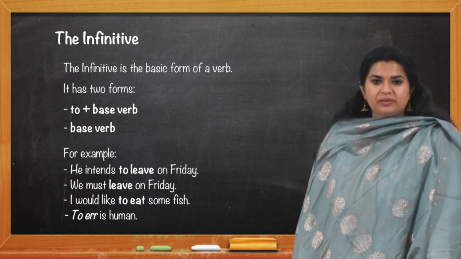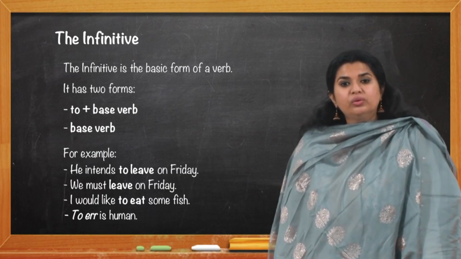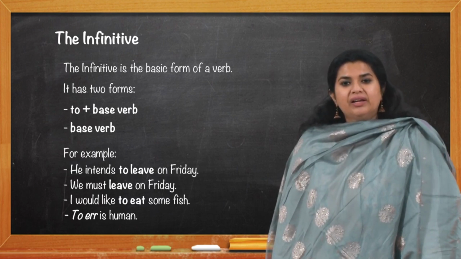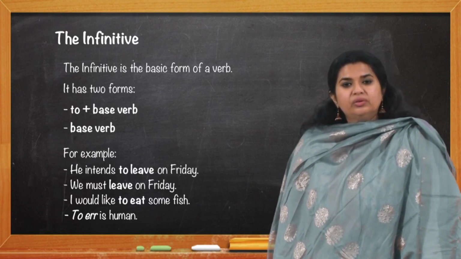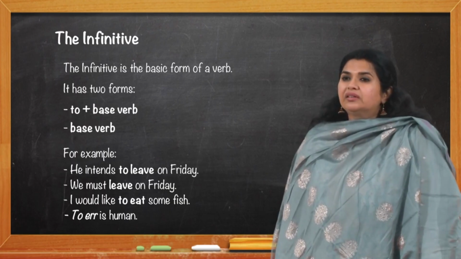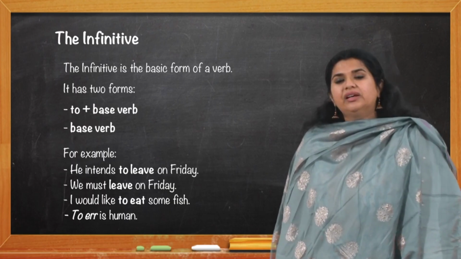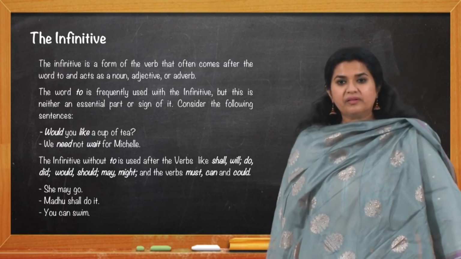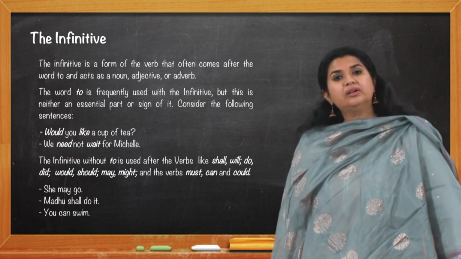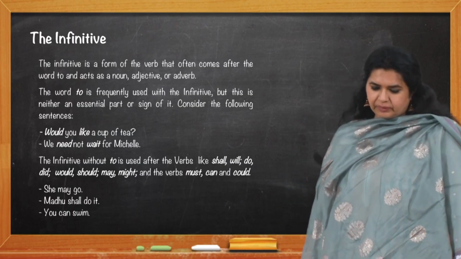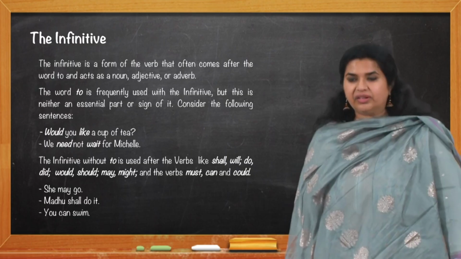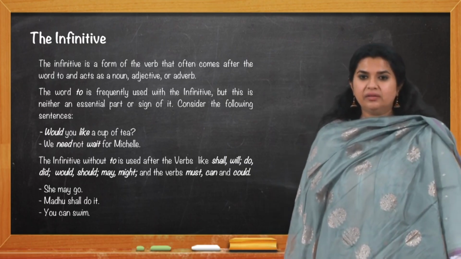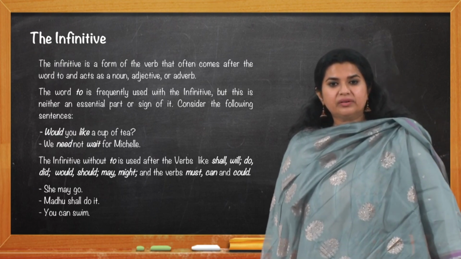For example, he intends to leave on Friday. He must leave on Friday. I would like to eat some fish. So, the infinitive takes a "to." Gerund takes an "ing," infinitive form takes "to." The infinitive, remember, is a form of the verb that often comes after the word "to," and acts as a noun, adjective or adverb. The word "to" is frequently used with the infinitive, but this is neither an essential part nor sign of it.